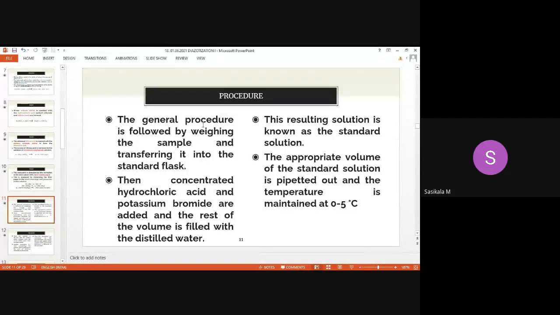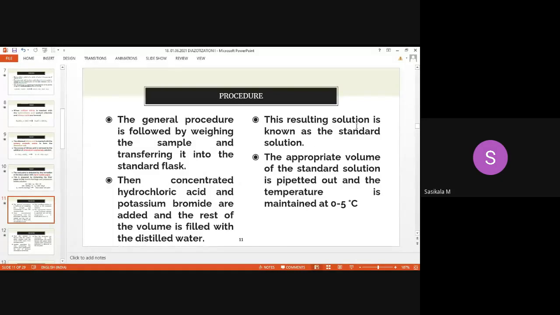The general procedure is discussed, starting with weighing the sample and transferring it. No specific quantity is mentioned here. We'll be following the weighing of the sample and transferring it into the standard flask. Then the concentrated hydrochloric acid and potassium bromide are added. The rest of the volume is filled with distilled water.